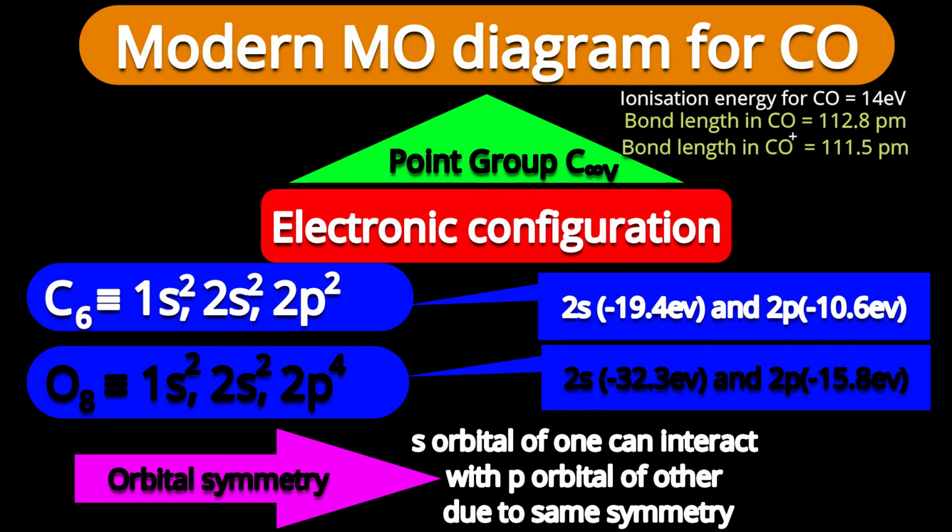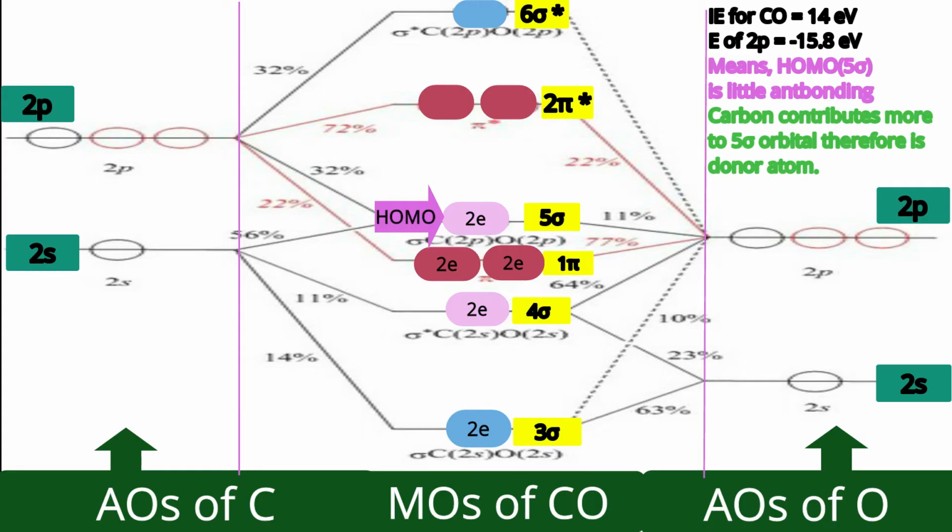Bond length is decreasing after ionization, which means bond order is increasing after ionization. Bond order is increasing after ionization means the outermost HOMO level should have anti-bonding characteristics. That was not explained by the Coulson model. Therefore, we are coming to this modern approach, the actual approach to describe carbon monoxide. Let us see the MO diagram.